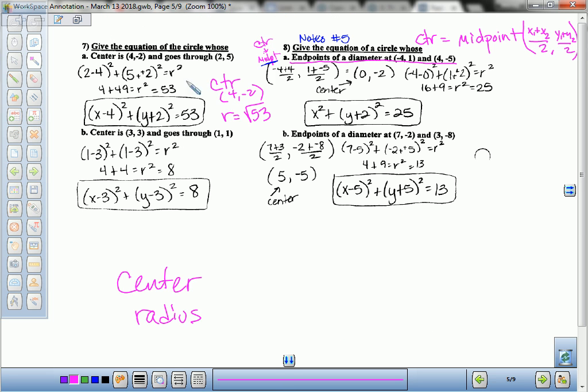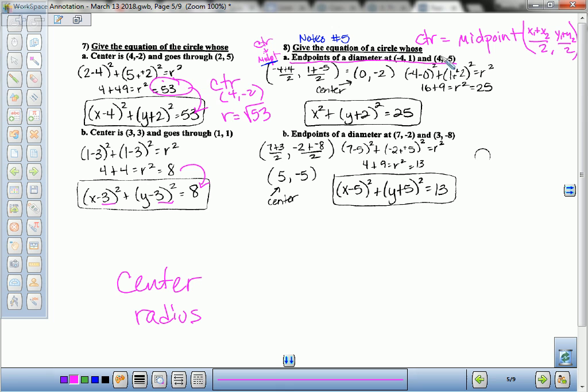All right, so 7, you're given the center, you're given a point. Since you're given a center, you plug the center in, you plug the point in for your x and y, and you solve for r squared. So we plug the center in, 3, 3. We plug in the point, 1, 1. We simplify and get r squared is 8. So plug that in.